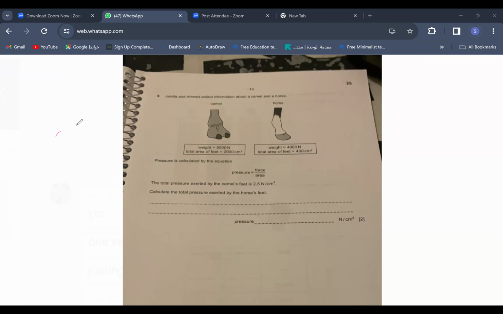Pressure is calculated by the equation pressure equals force over area. The total pressure exerted by the camel is 2.5 newtons. Okay, this is the value of the pressure? Yeah. And calculate the total pressure exerted by the horse's feet. It's 5,000 divided over 2,000. That's 2.5. 2.5 thousand centimeters squared.